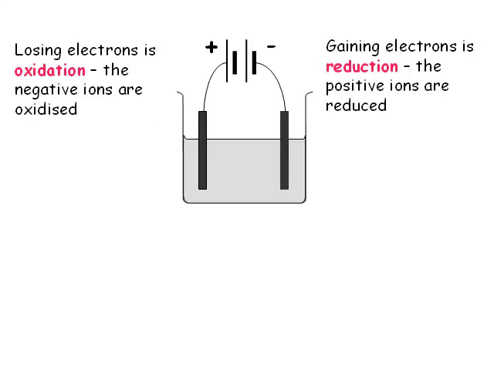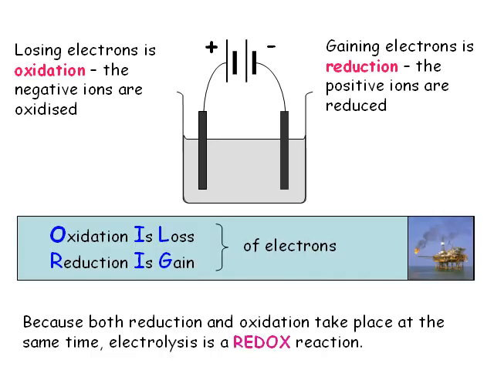Two more terms we need to know are oxidation and reduction. Oxidation is losing electrons, so the negative ions get oxidized when they lose their electrons at the anode. Gain of electrons is called reduction. The positive ions at the cathode are getting reduced. We can use OIL RIG to help us remember this. Oxidation is loss and reduction is gain of electrons. So electrolysis is an example of a redox reaction.